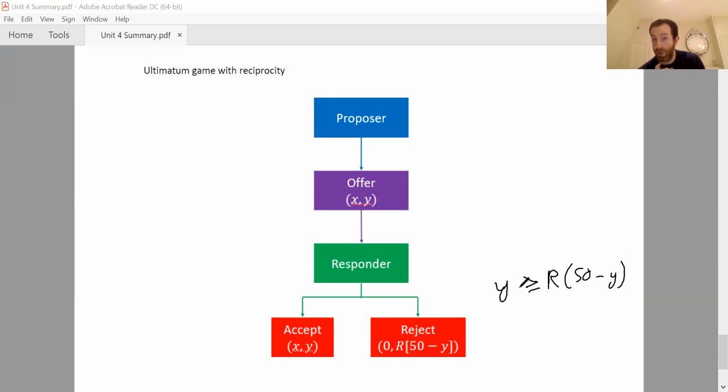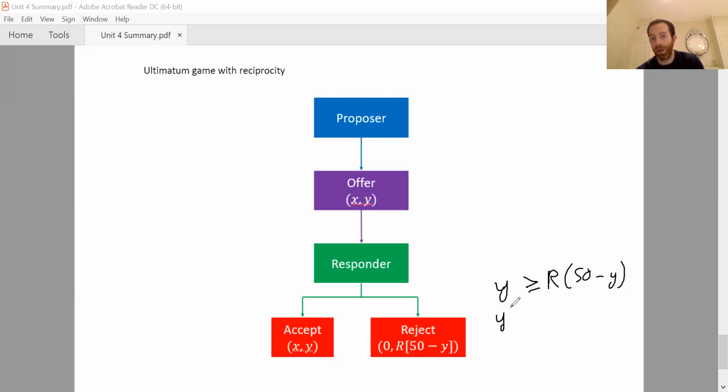Now, I've done a little bit of a cheat here, which I did before when we saw these examples. I said greater than or equal to. By doing that, I'm making the assumption that if the value of Y is the same as the value of R times 50 minus Y, the responder will accept. I didn't have to do that, but it just makes life a little bit easier to say when they're equal, acceptance will happen. So writing this down is going to be really useful, because now this is going to help us, from the proposer's point of view, figure out what offer they should make.